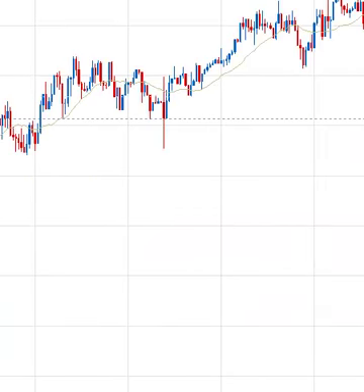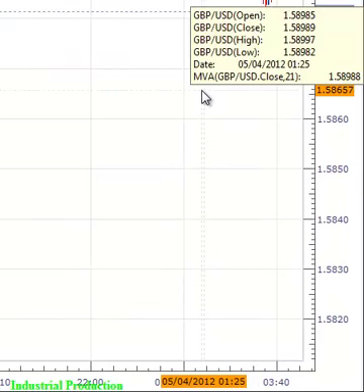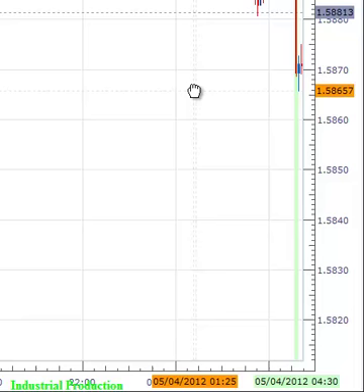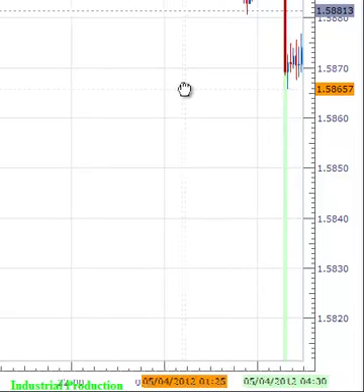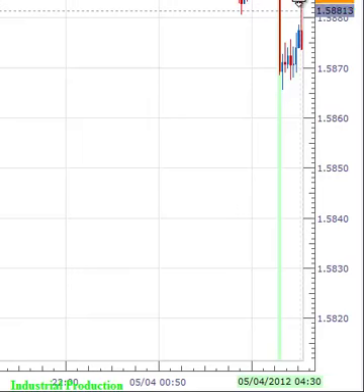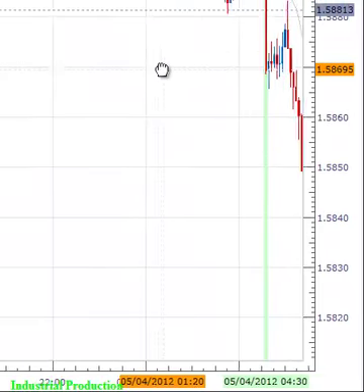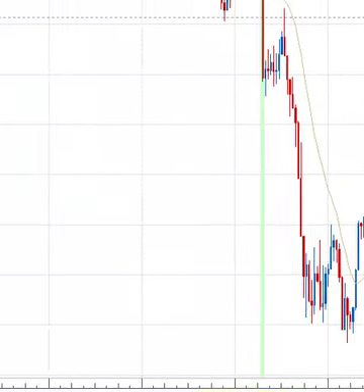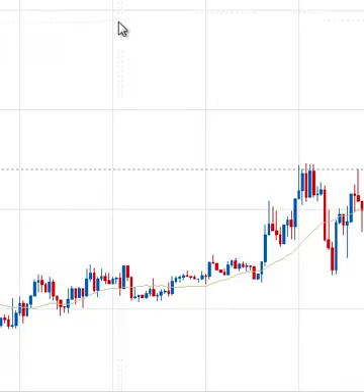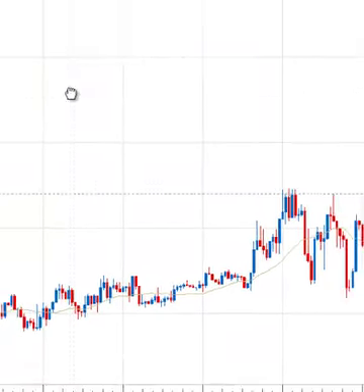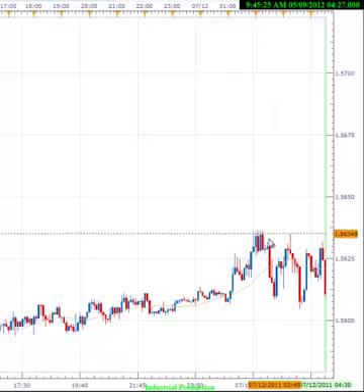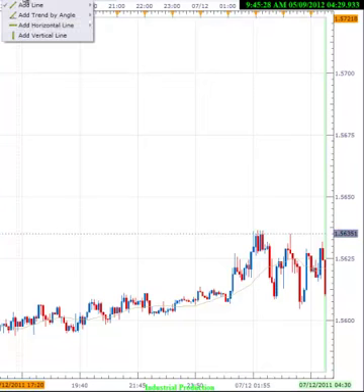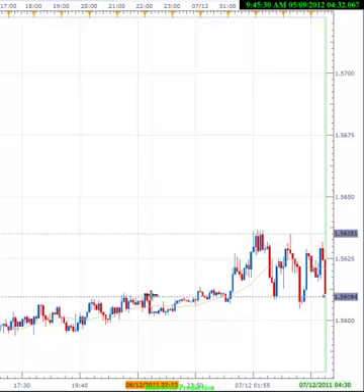Let's take another example. We have the resistance here, support here. Wait for the 5-minute news, which happens to be a sell. So you enter at the support, now turned resistance, and enjoy the profits. Let's take another date. We have the support, the resistance here, and the support levels right here.